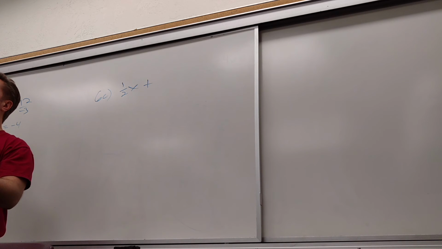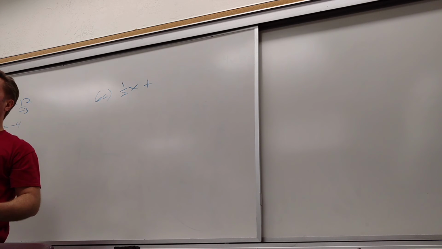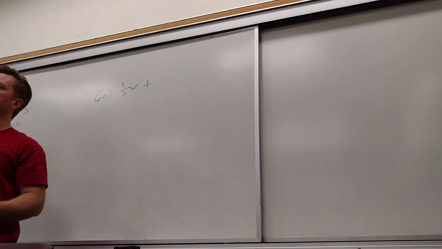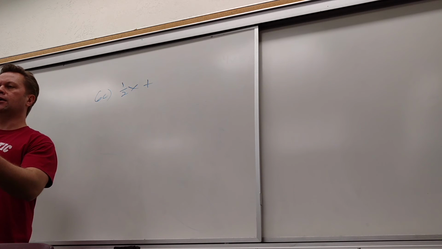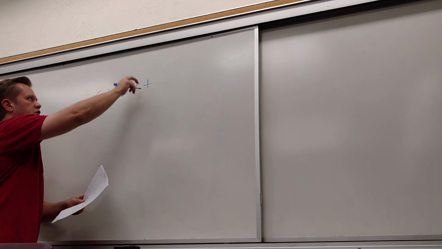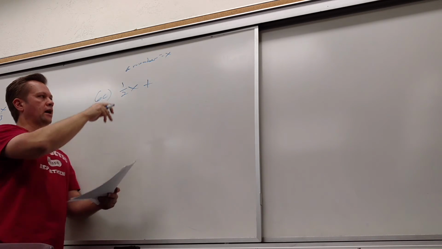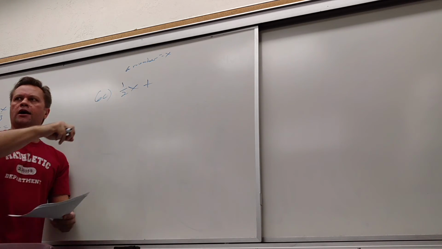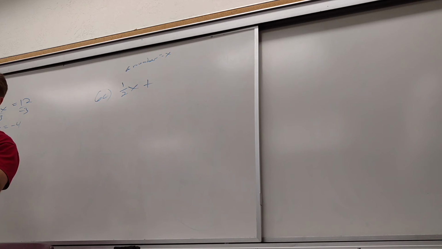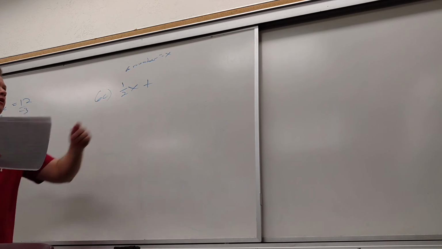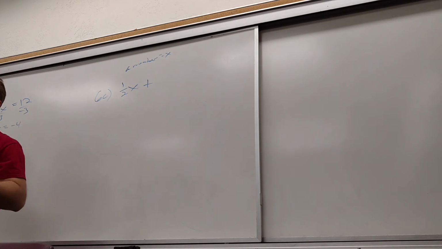What's the number? What do we choose to be the number? Half x? No, that's not the number. Half a number. So what did I choose the number to be? x. All right, so half a number added to the product of that number and 9. How do I write the product of that number and 9? x times 9, or better known as 9x.